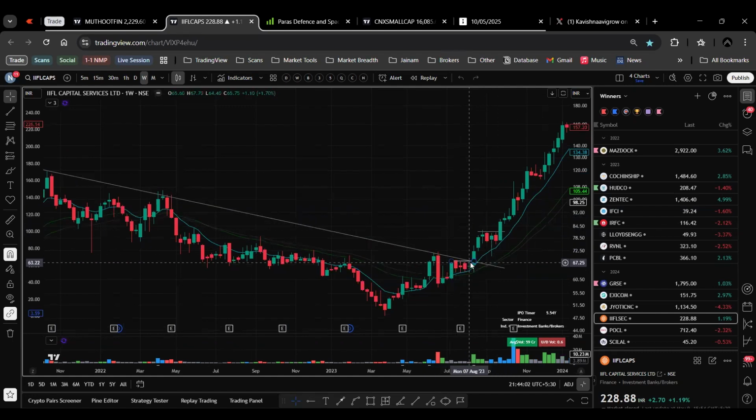Most people feel that yahan miss kar diya toh poora trend chala jayega. See, if it is a bull market, if it is a strong market, you will get so many stocks that you will be confused which one to buy. And that is a sign of a healthy market.